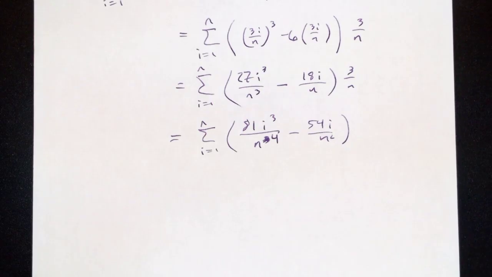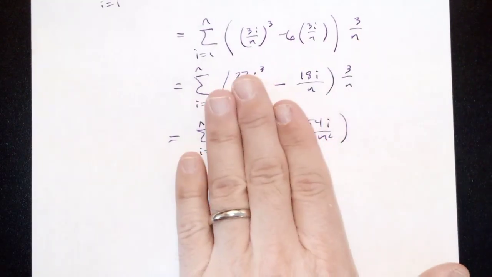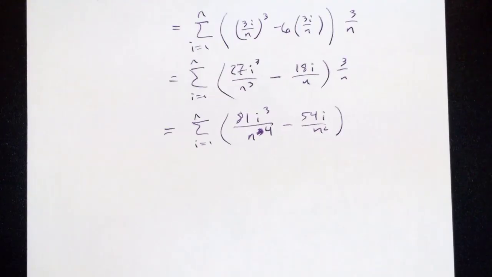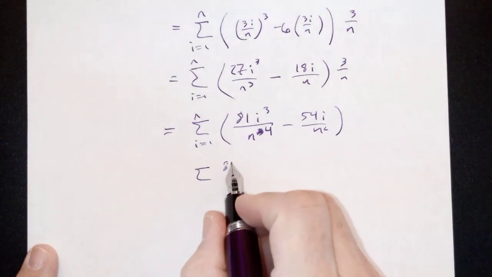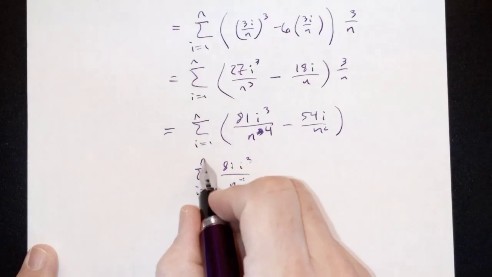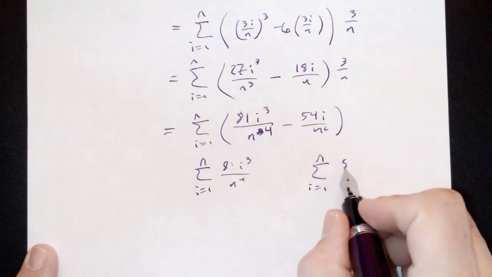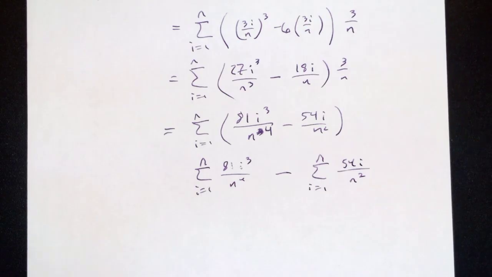So what if I told you to do all the first numbers and add them up separate? Then do all the second numbers and add them up separate, and then subtract. That would still work, wouldn't it? I could say, oh, I'm going to do all the adding for the 81 i cubed over n to the fourth. And I'm going to do all the adding for the 54i over n squared. And then I'm going to subtract the totals.